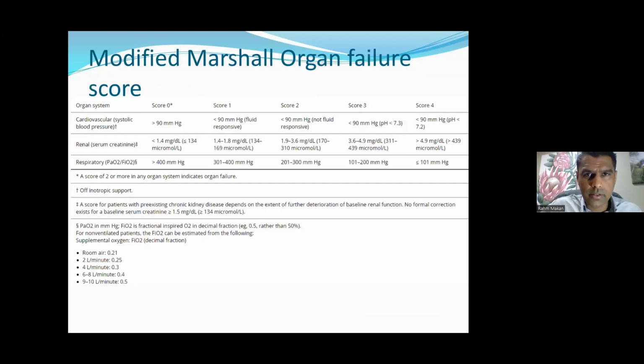So the modified Marshall organ failure score helps us to identify which patients are in organ failure. So if you plot your patient according to this chart, a score of more than 2 in any organ system indicates that particular organ is in failure.